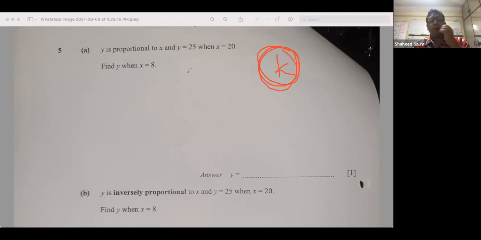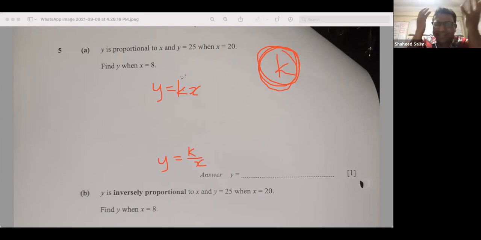Okay, so now direct proportion is always given by this formula. Remember, no? Inverse proportion is always given by this formula. Do you remember something? So you need to find out what K is. See, what is K? K is the constant. So you find out what is K first. They give you Y down here. They give you X down here. Can you find out what's K? Find out what's K first. Then you can do the next one.